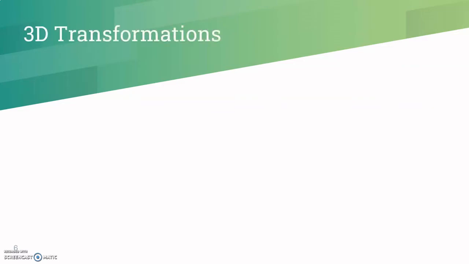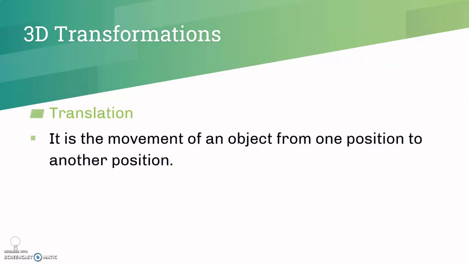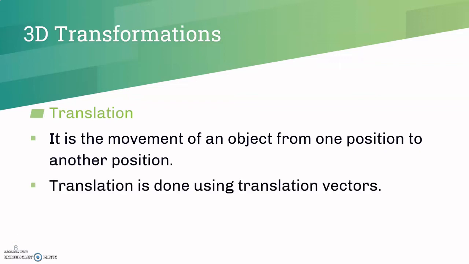Now we'll go on to the basic transformations, that is 3D transformation. So we have seen 5 transformations in 2D, right? That is translation, scaling, rotation, reflection, and shearing. The same transformations we are going to study in 3D transformations also. So first we are moving on to translation. It is the movement of an object from one position to another position. So translation is done using translation vectors.